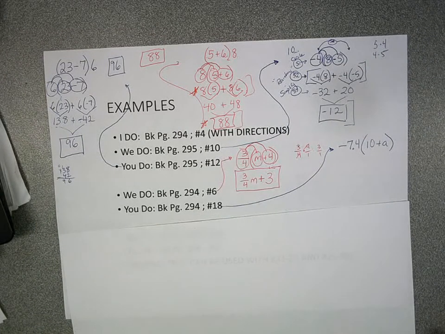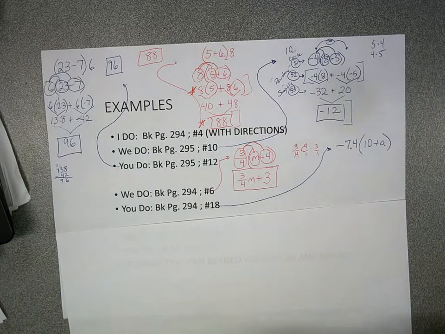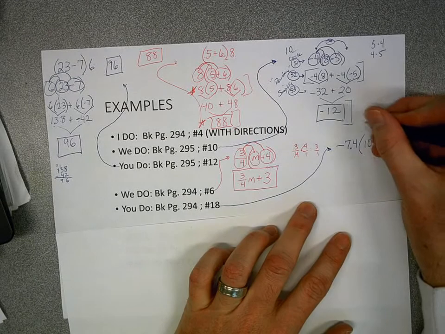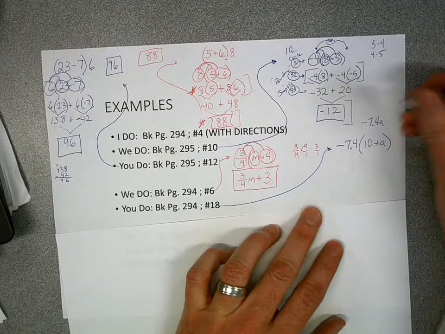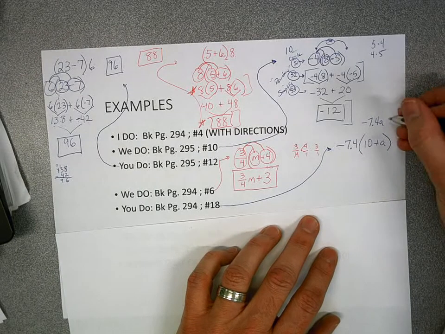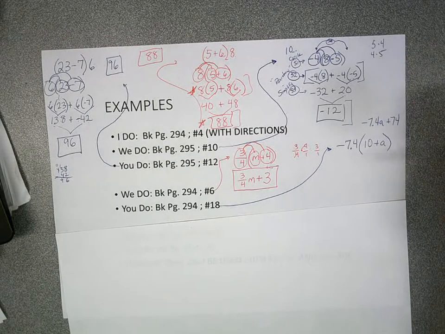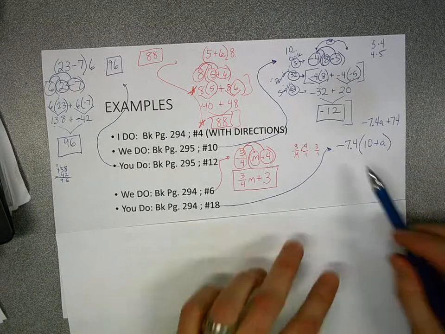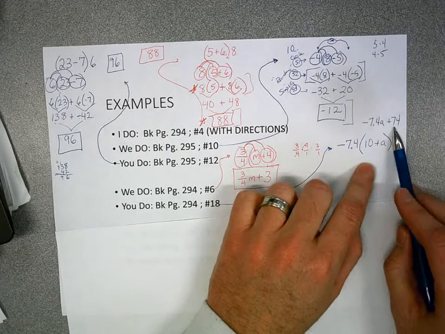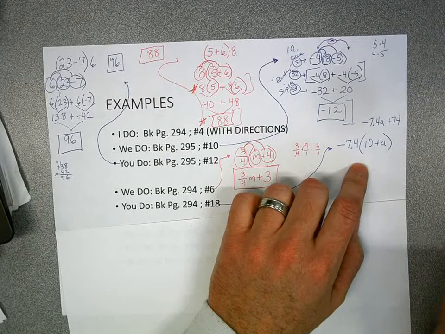Okay, so just checking in on some of your guys' answers. Here we go. Seat 35. I got negative 7.4a plus 74. Negative 7.4a plus 74? Yeah. Okay, agree, disagree. What do you guys think? Let me say that one more time because I have some people kind of looking around. The answer, negative 7.4a plus 74. Agree, disagree. Okay, some agreements, a few disagreements. All right, kind of split there.